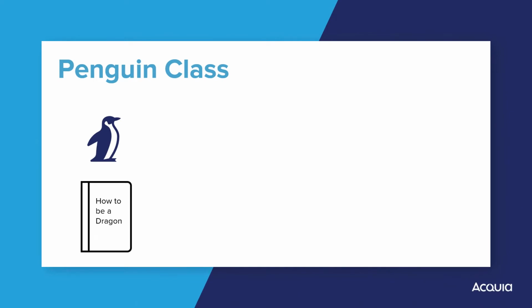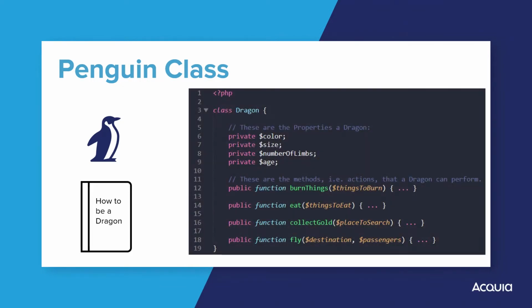So what happens if you want to introduce another type of animal to the zoo? Penguins. Can you create penguin objects from the dragon class? Although a penguin may have many similar properties to a dragon, such as age, number of limbs, and size, it quickly becomes apparent that many of the actions that a dragon can perform, such as fly or burn things, cannot be done by penguins. Therefore, according to our dragon class blueprint, we can definitively say a penguin is not a dragon because penguins cannot fly. So, we have discovered that we need to create a penguin class in addition to the dragon class.